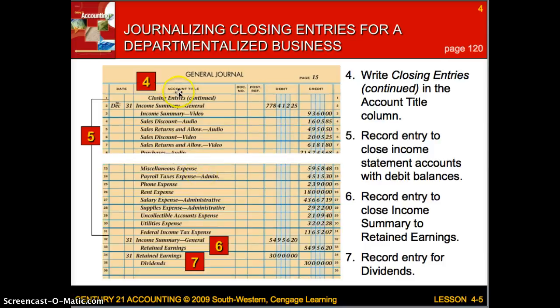Then we'll write closing entries continued on the top. We'll record any more entries that have debit balances. Then we'll record entries to close income summary to retained earnings, and then we'll record the entry for dividends.